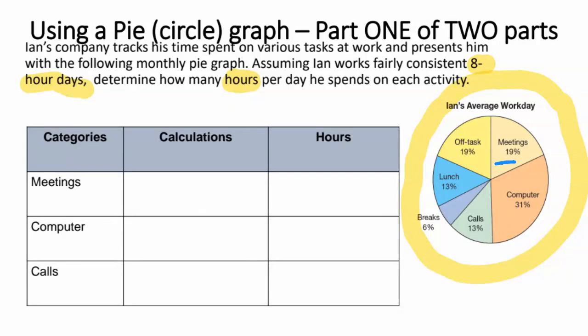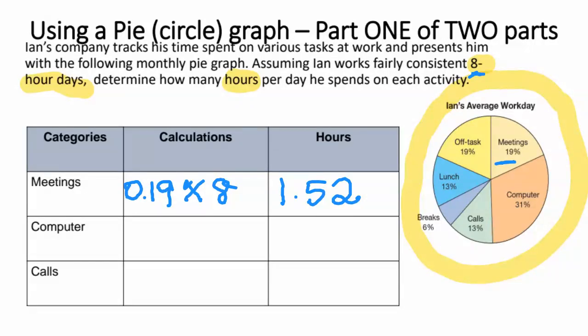We are going to make 19% a decimal, and then we're going to multiply it by 8. Why 8? Because this pie chart is talking about an 8-hour day. Now, something I need to let you know: when you multiply 0.19 times 8, you are going to get the number 1.52.